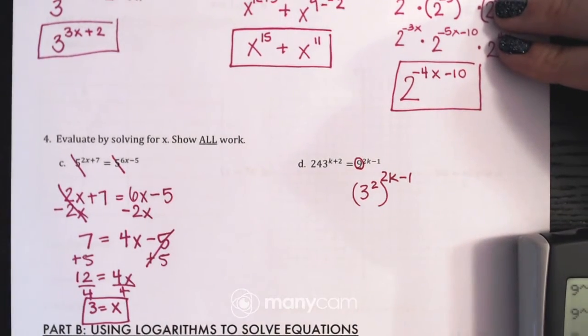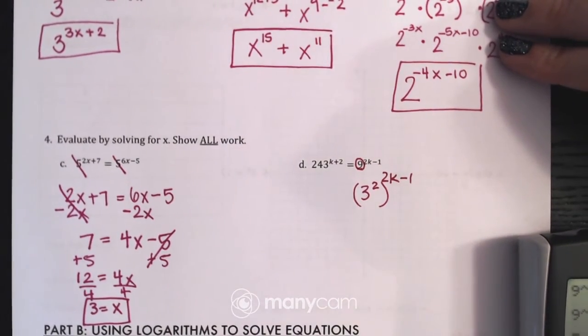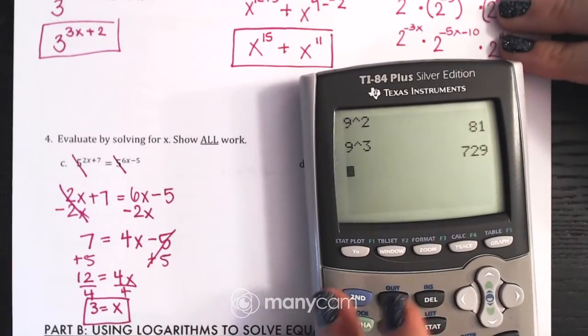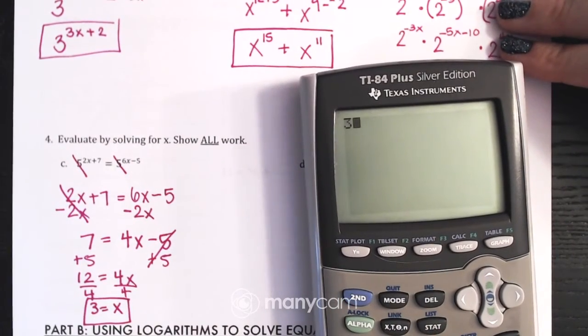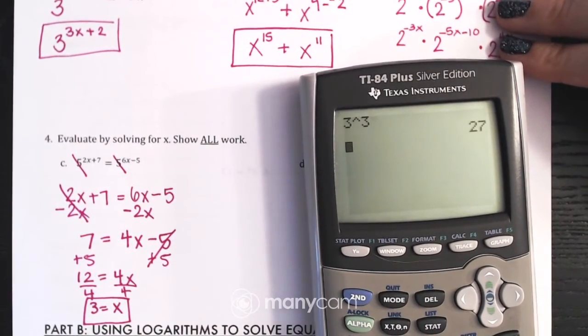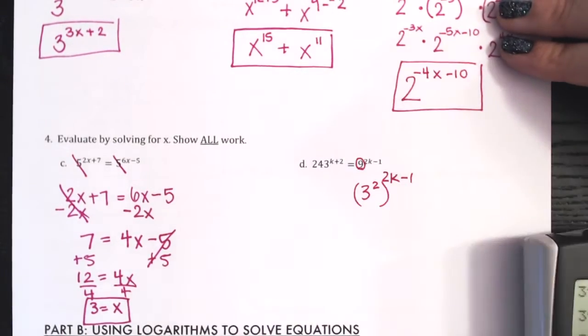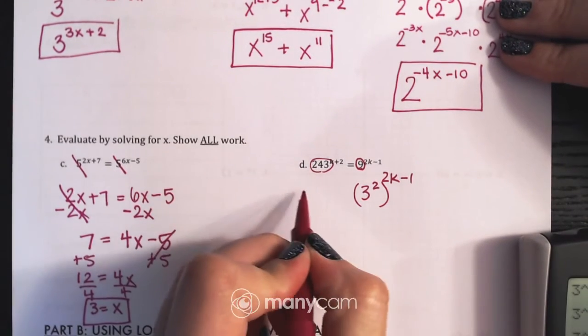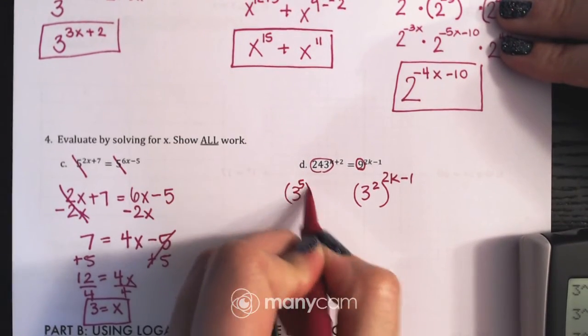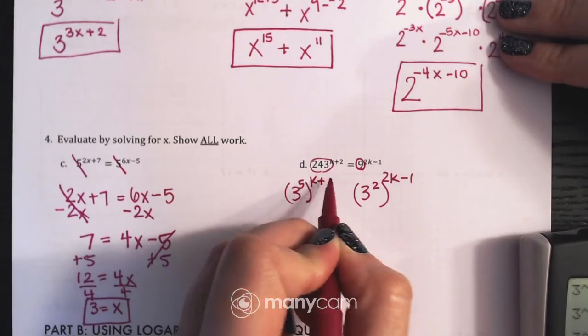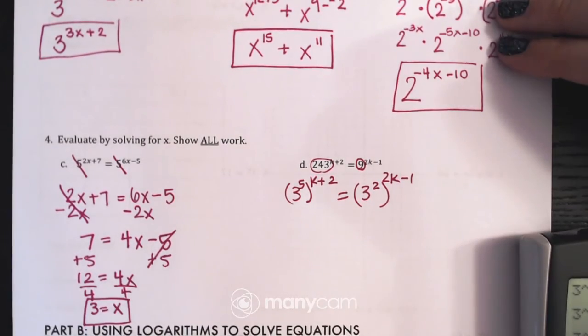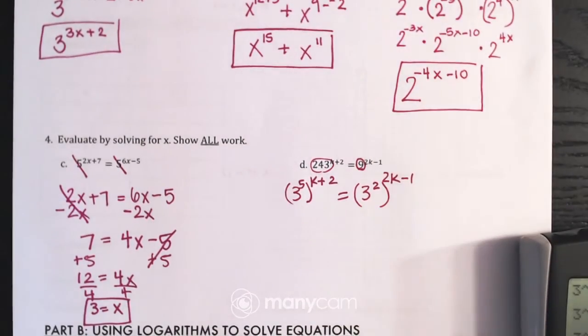2k minus 1. That one's easy. Now I have to see, well, can I raise 3 to a power and get 243? So 3 to the, let's start 3 to the third, no. 3 to the fourth, no. 3 to the fifth, yes. So 3 to the fifth works. So 3 to the fifth power in parentheses, raised to the k plus 2, and I still have my equal sign. Now I cannot cross off my bases yet.